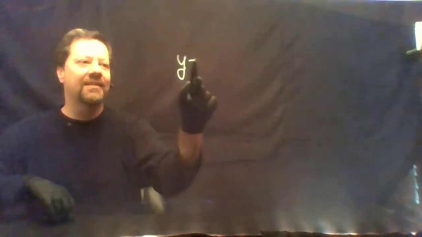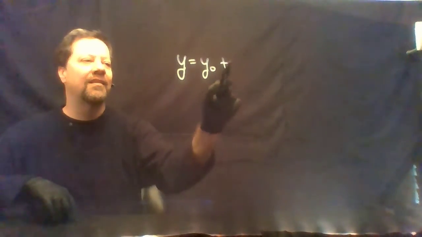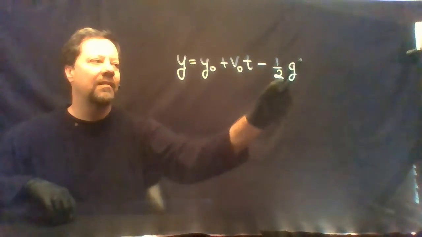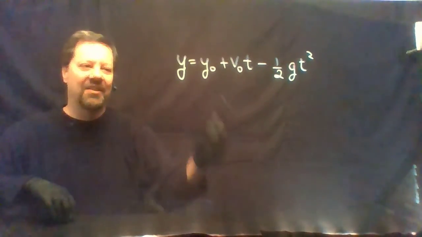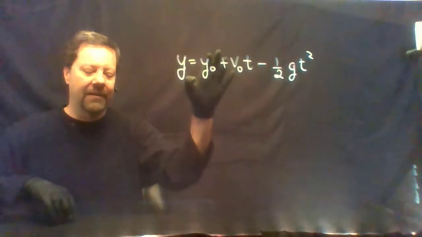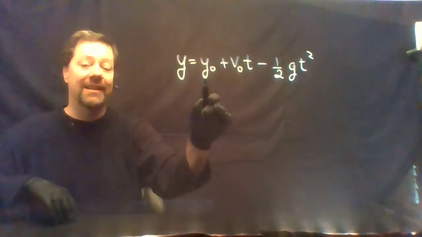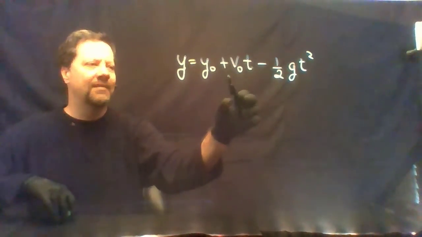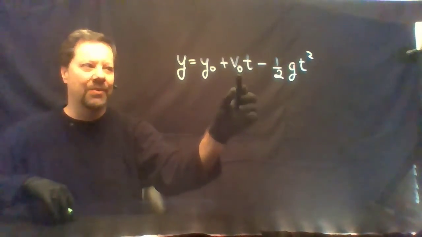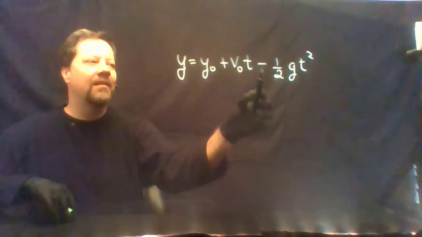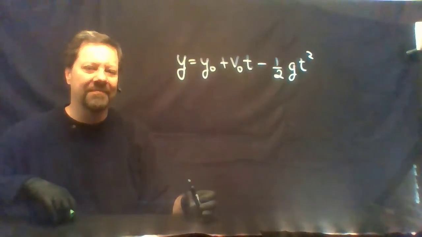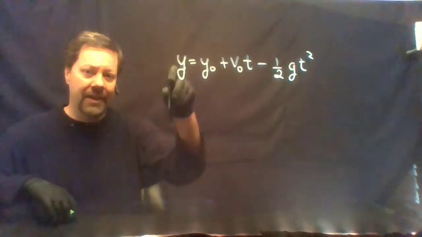You might remember a formula from physics. The height of an object that's just falling under the influence of gravity is equal to the initial height plus the initial velocity times time. Remember, after all, distance equals rate times time, minus 1/2 gt squared, where g is the acceleration due to gravity, minus because gravity goes down.